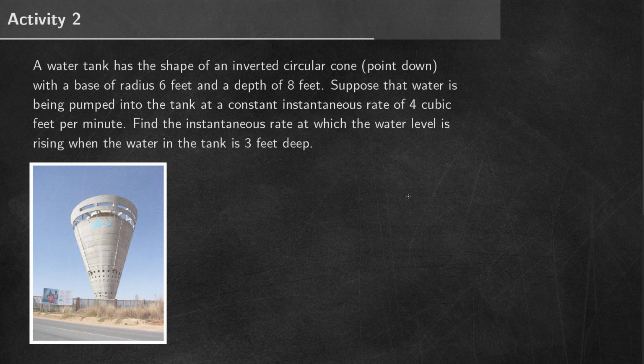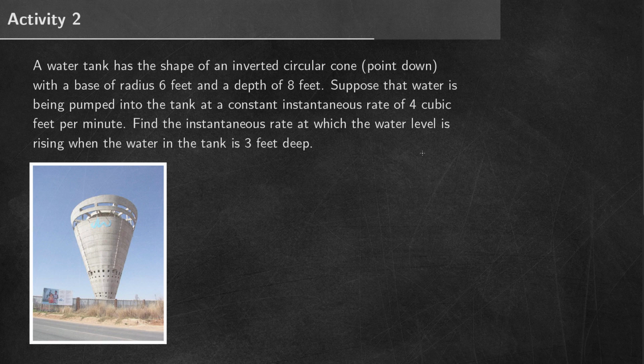Here we have a water tank in the shape of an inverted circular cone. Inverted cone just means the point is at the bottom. The base has a radius of 6 feet and a depth of 8 feet. The cone has a depth of 8 feet. Suppose that water is being pumped into the tank at a constant instantaneous rate of 4 cubic feet per minute. Find the instantaneous rate at which the water level is rising when the water in the tank is 3 feet deep.